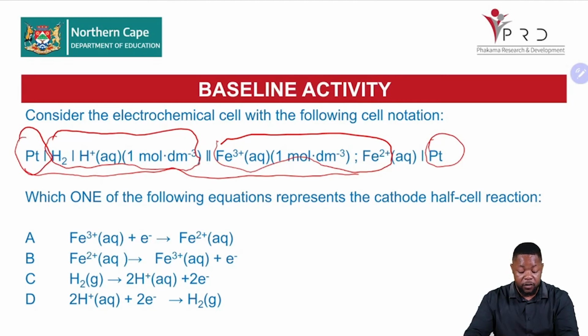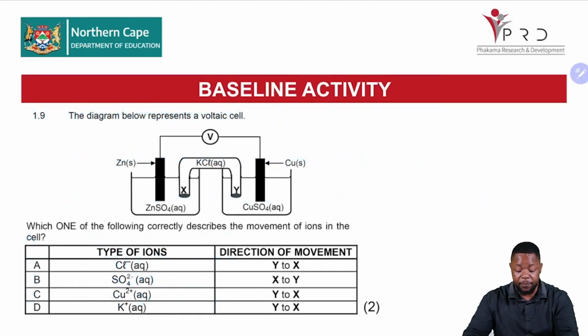So the question will say, which one of the following equations represents the cathode half-cell reaction? So from the cell notation at the end of this lesson, you should be able to see that the substance that undergoes reduction occurs at the cathode, and that should be the reaction that is happening at the cathode. You will be able to answer those questions at the end of this lesson.